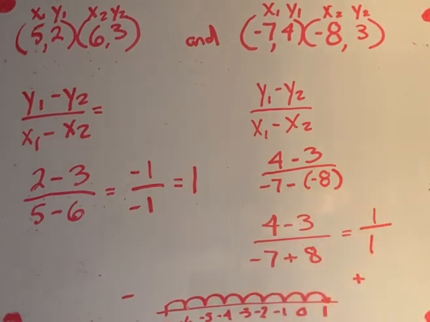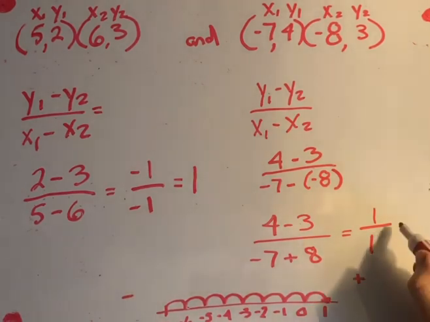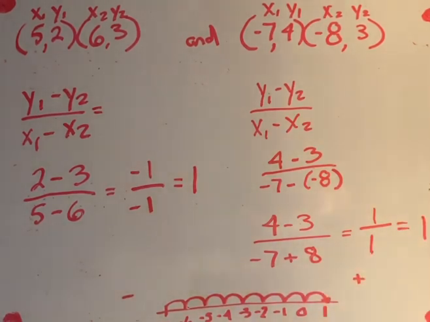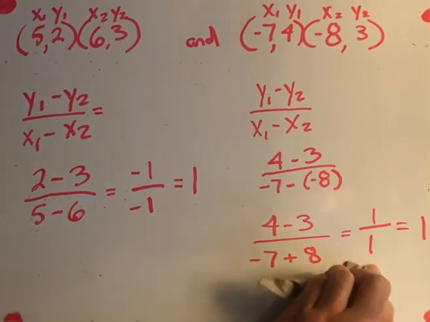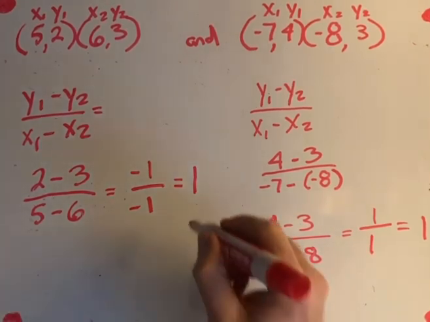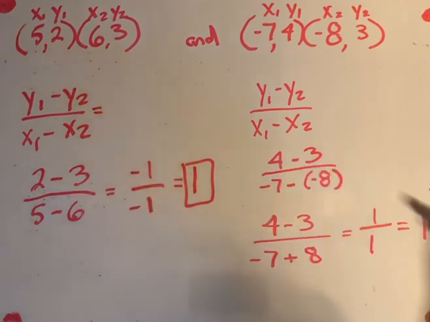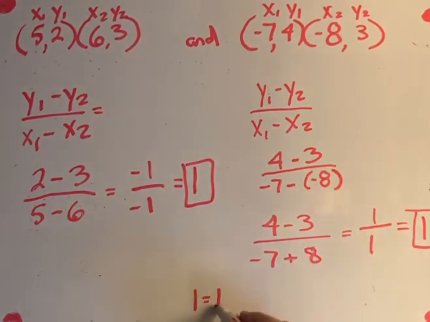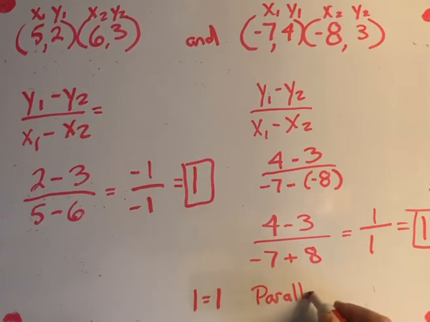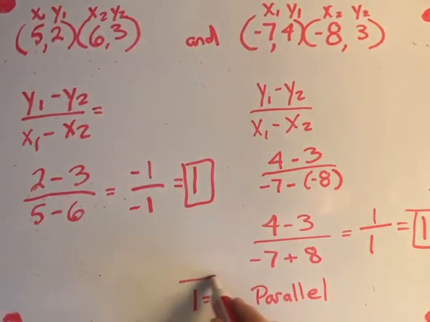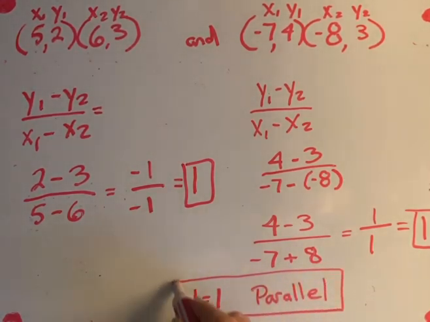Well, what's 1 divided by 1? 1 divided by 1 is 1. So I'll erase my number line here. So the slope of this line is 1. The slope of this line is 1. Well, 1 equals 1, therefore, these two lines are parallel. Because 1 equals 1, these two lines are parallel.